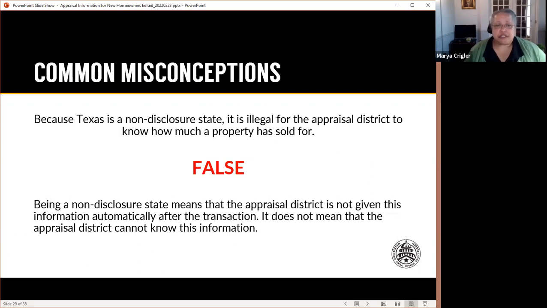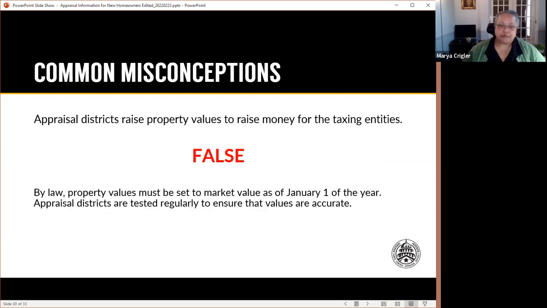Another common misconception is that because Texas is a non-disclosure state, it's illegal for the appraisal district to know how much a property is sold for. And that's false. Being a non-disclosure state just means that the appraisal district is not given this information automatically after the transaction occurs. It does not mean that the appraisal district cannot know this information. And again, we're expected to know this information because our requirement is to appraise properties as of January 1st at 100% of market value. So the expectation is that we'll know this. Non-disclosure just means that it's not given to us automatically.